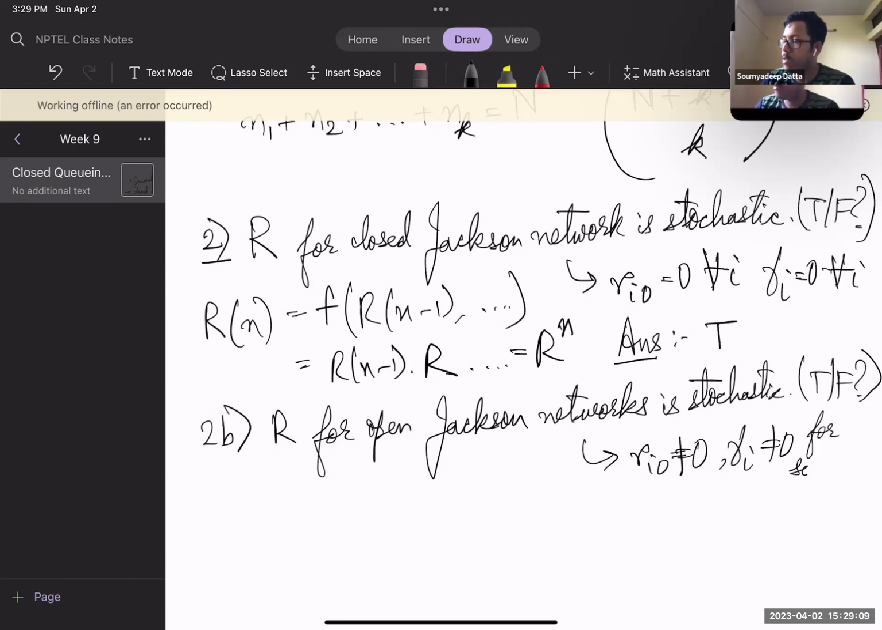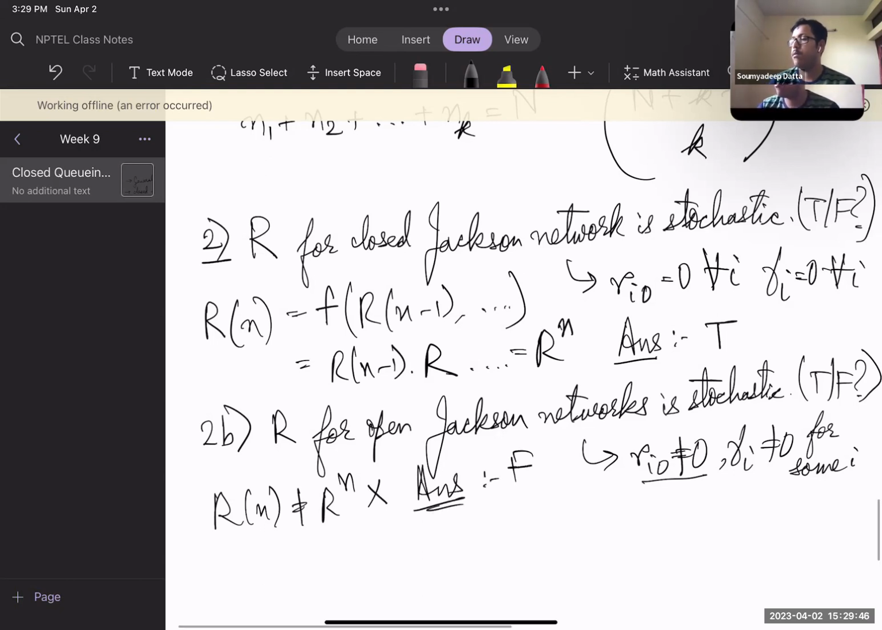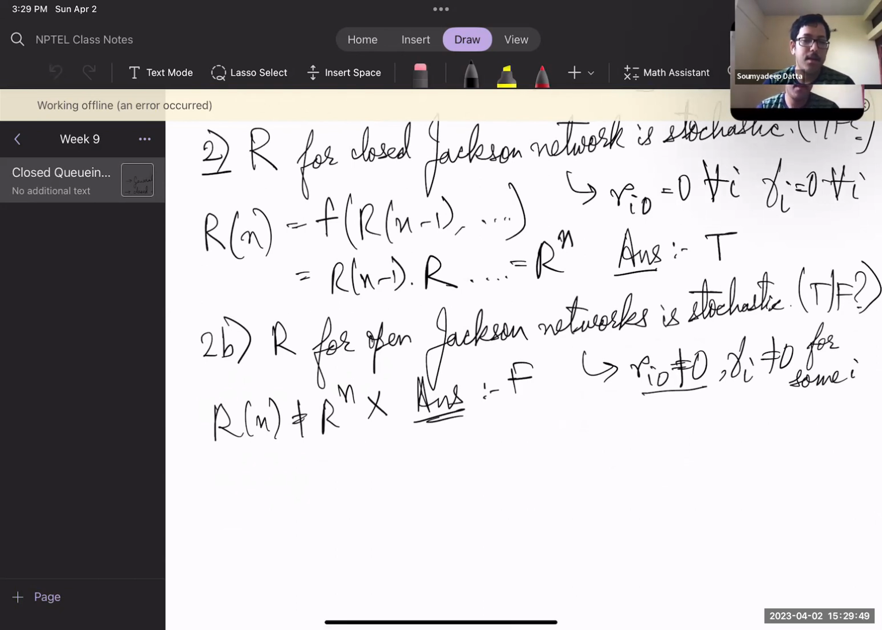this relation, right? For open Jackson networks, there has to exist some i where there is some arrival and there is some departure. So some packets will come in externally from outside. And especially because of these R_i0 quantities, some packets will be forced to leave. Once they leave, they won't be subjected to the same routing matrix again. So we cannot really write something like this. And so the answer for open Jackson networks is actually false. Right? That's some discussion.